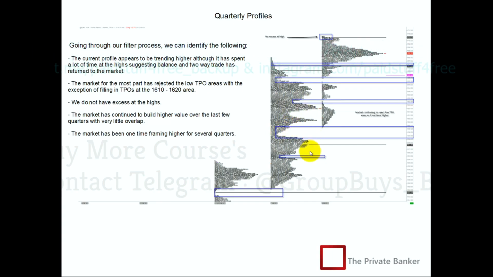We can see that the market in this current quarter has reacted to them with the exception of this here, but this is a part of a greater balance area, and I'll talk about this later. But this is really important to note. If you were to flip this profile the other way, we can see that the market all it did here was simply fill in this area, and as soon as we got to this ledge, it rejected that and immediately ran to the other extreme and paused there.